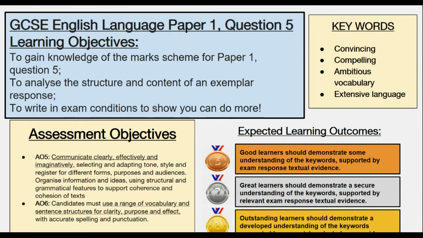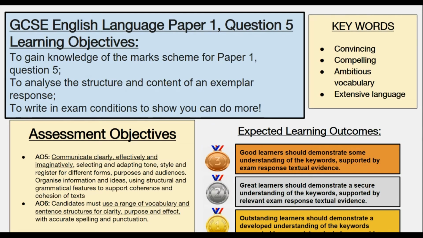So the learning objectives for this lesson are to gain knowledge of the mark scheme for Paper 1, Question 5, to analyse the structure and content of an exemplar response, and to write in exam conditions to show you can do more. Now, the assessment objectives in the bottom left-hand corner, there are two.